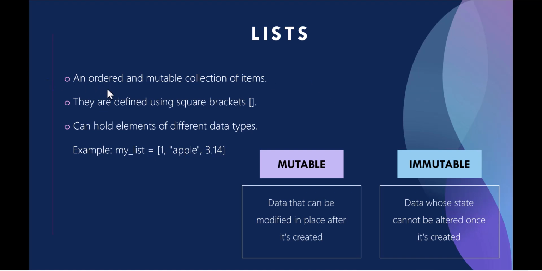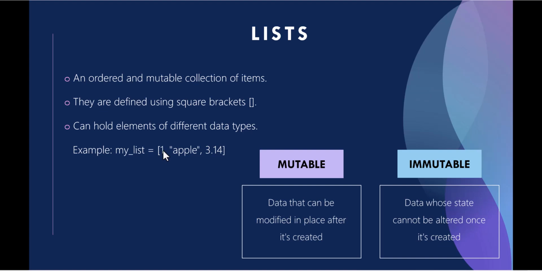List is an ordered and mutable collection of items. As the name says, you can understand this. It is an ordered collection of items. Now you might be thinking, what is mutable? Here you can see what is mutable. Mutable is nothing but data that can be modified in place after its creation.